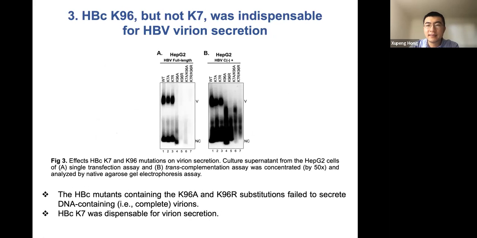We also investigated the effects of the mutations on viral secretion. We found K96A or K96R or the double mutant showed severe defects on HBV viral secretion, but the HBC K7A and K7R mutants showed similar viral secretion levels as wild type. This suggests HBC K7 was dispensable for HBV viral secretion.